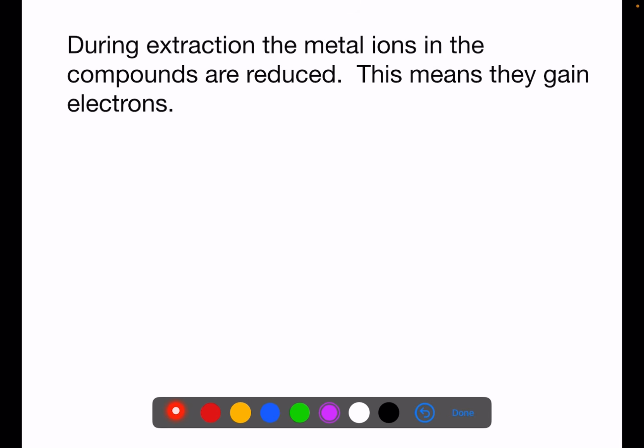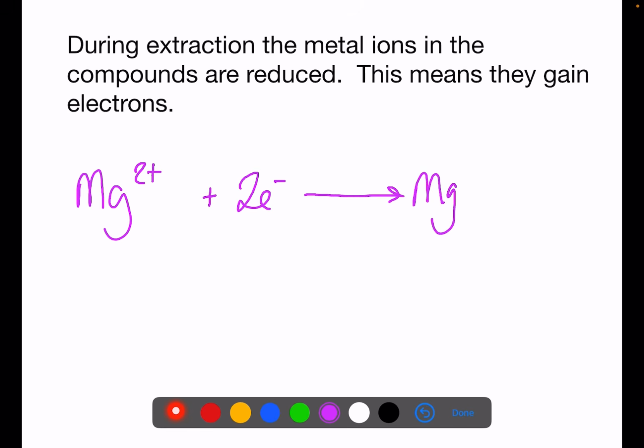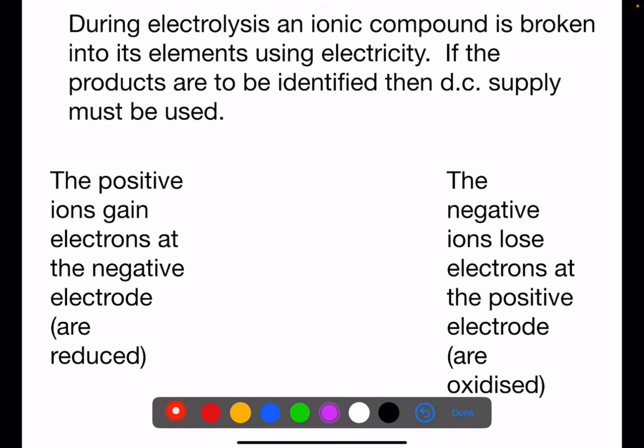This means that they gain electrons. For example, if we found a magnesium ore, we would have magnesium ions. To turn this back into magnesium, we have to gain 2 electrons. This process is called reduction. During electrolysis, which is the most high energy method of extracting a metal from an ore, the ionic compound is broken into its elements using electricity.